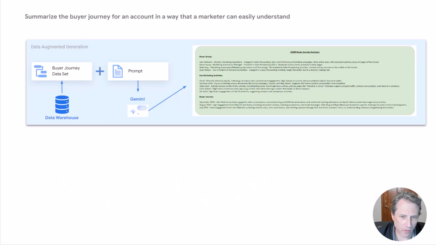So for case one, what we're going to do is pull the buyer journey for a specific company, combine it with a prompt, send it to Gemini, and create a buyer journey for that organization that could then be used later on.